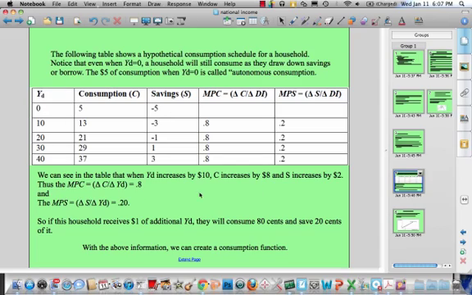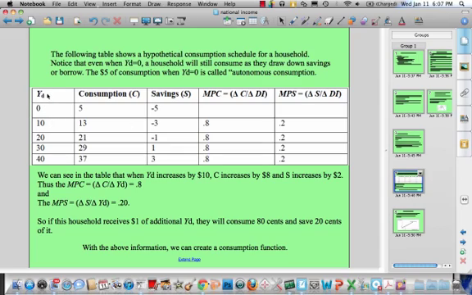So here's a table that shows hypothetical consumption for a household. Note that even when disposable income is 0, there will be some consumption, because a household will draw down savings or borrow money in order to keep that household afloat. The $5 of consumption when Y sub D equals 0 is called autonomous consumption. We'll come back to that in a little bit.